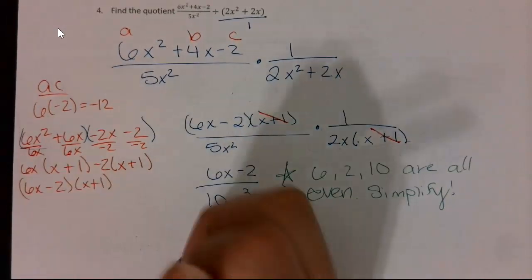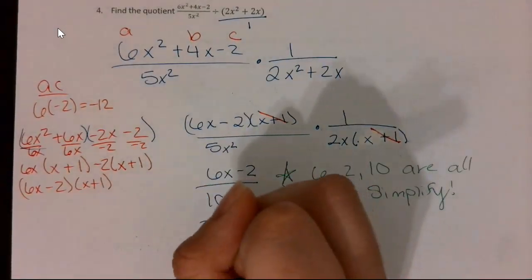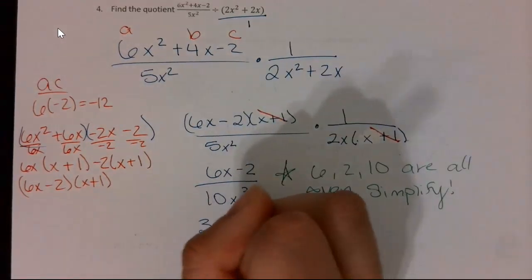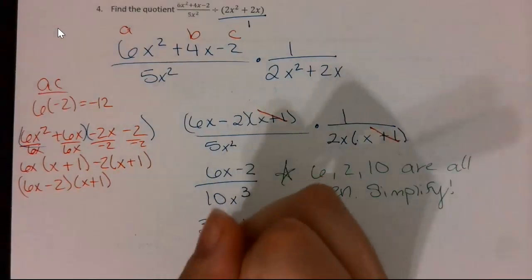So 6 divided by 2 is 3. 2 divided by 2 is 1. 10 divided by 2 is 5. And then x cubed just goes at the end.